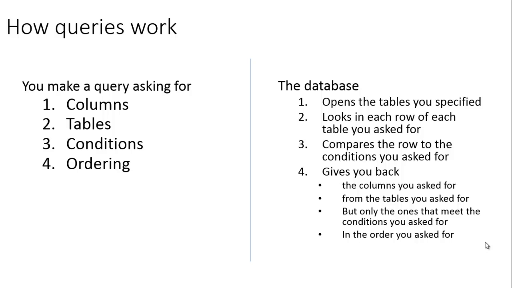So if I want the last name from the people table, where the name starts with M or greater, and I want them sorted alphabetically, the database will go through, will open up the people table, look in every record, find the ones that are greater than M, and give them back to me in alphabetical order.